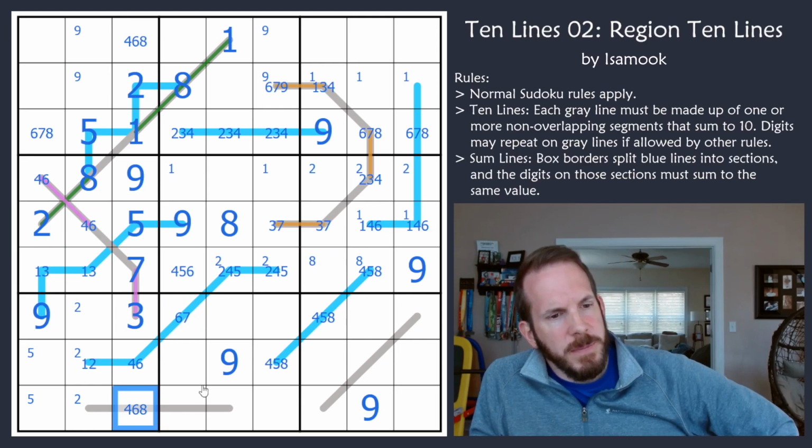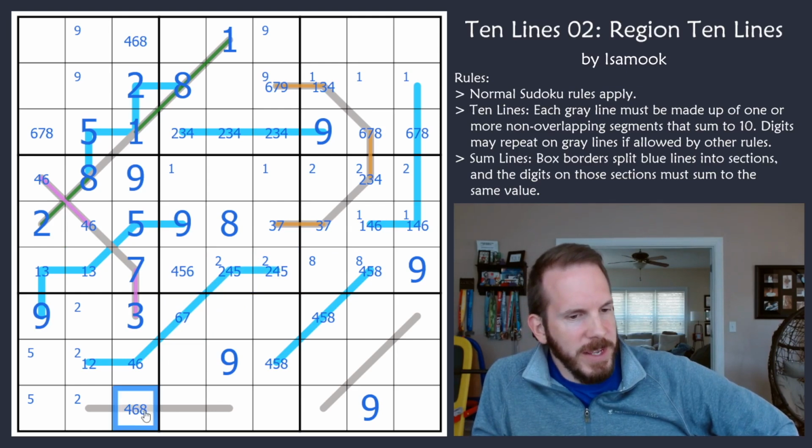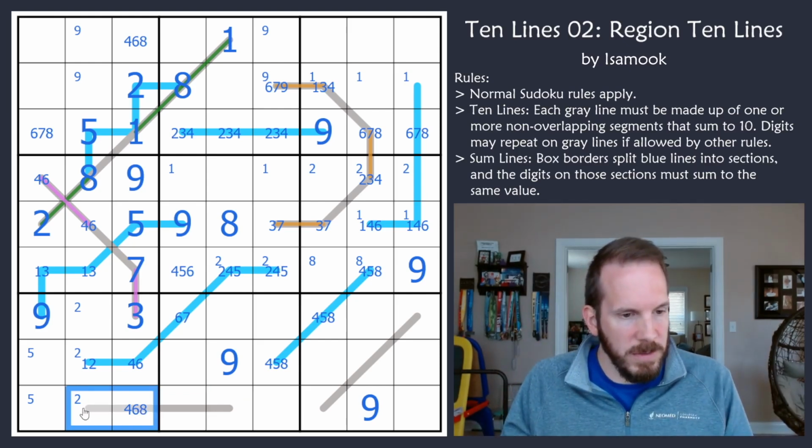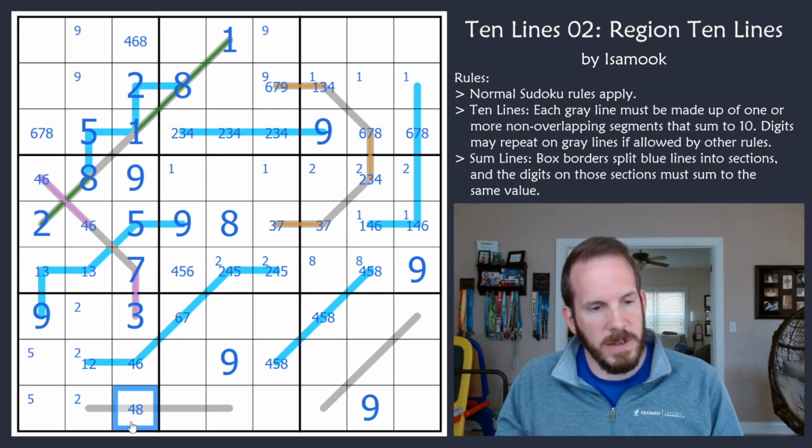Okay, well, that feels a little bit too chainy. What I can see is this can't be a 6, because if this is a 6, you can't have a one segment summing to 10, so it would have to be at these two cells. And we already said this can't be 4, 6, so that's not 6.